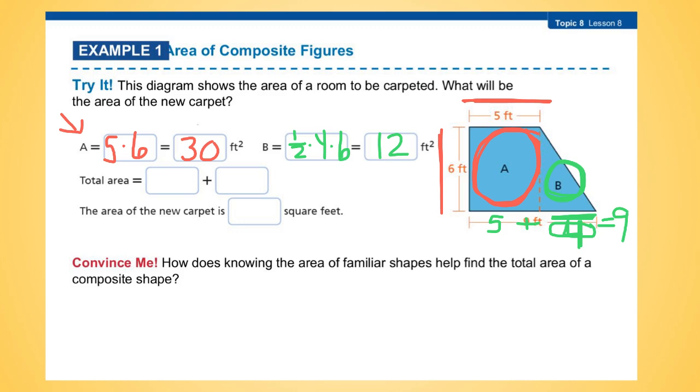So we're going to take the rectangle and add the area of the triangle, and we are going to get the grand total of 42 square feet.